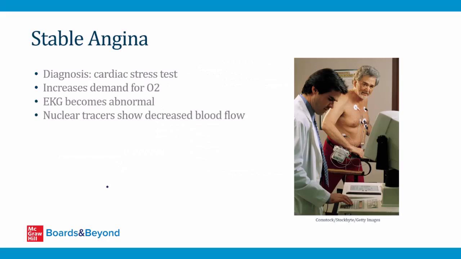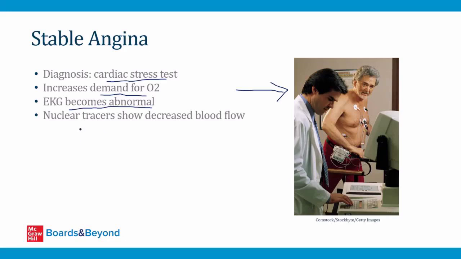The usual way the diagnosis of stable angina is made is by doing a cardiac stress test. So you have the patient walk on a treadmill like what's shown here. You are monitoring the EKG while they're exercising. The exercise will increase the demand for oxygen, and if there is stable angina, the patient will get chest pain and the EKG will become abnormal. Usually it will show ST depressions or T-wave inversions.